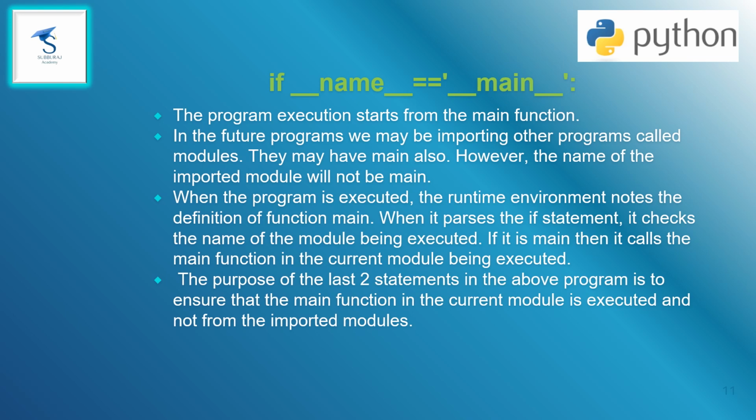So when the runtime environment notes the definition of function main, when it parses the if statement, it checks the name of the module being executed. If it is main, then it calls the main function in the current module being executed. The purpose of the last two statements is to ensure that the main function in the current module is executed and not from the imported modules. It will be very clear when we run it.